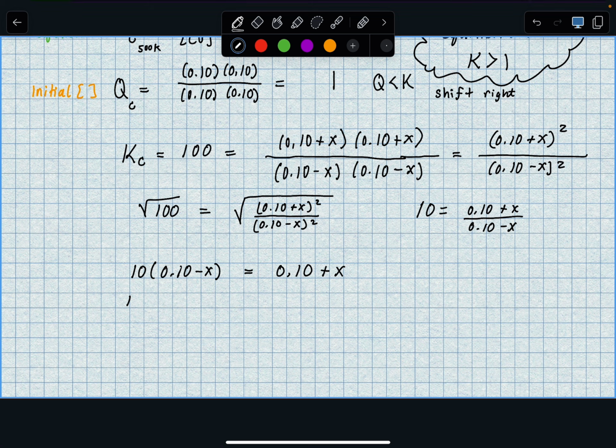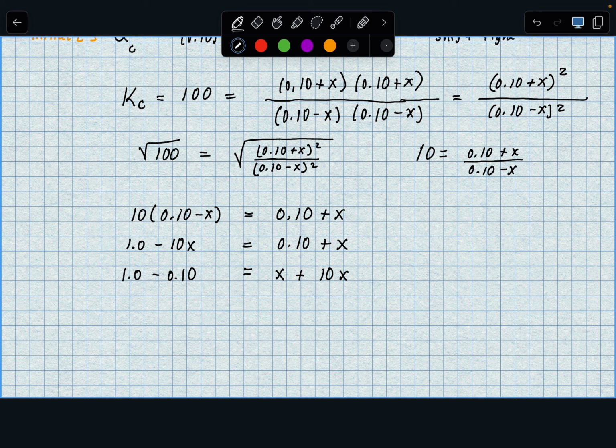And then just like you've learned in math class, we're going to combine all the like terms. I'm just going to push this through. So we're going to have 1, because 10 times 0.1 is 1. Or you can do 1.0 if you'd like. And then minus 10x equals 0.10 plus x. And then now I'm going to push the terms so that they have the same ones on each side. So I'm going to keep this one over here, and then I'm going to subtract the 0.1. And then I'm going to keep the x on this side and add 10x. A use for algebra, which is kind of cool. And then 0.9 here, and that's going to equal 11x.